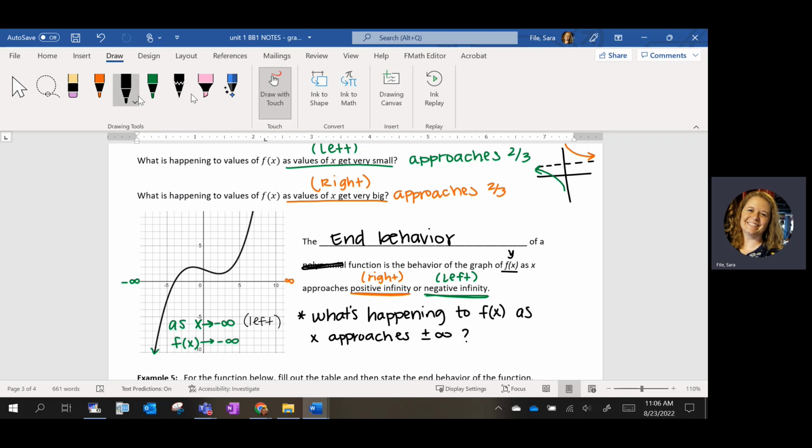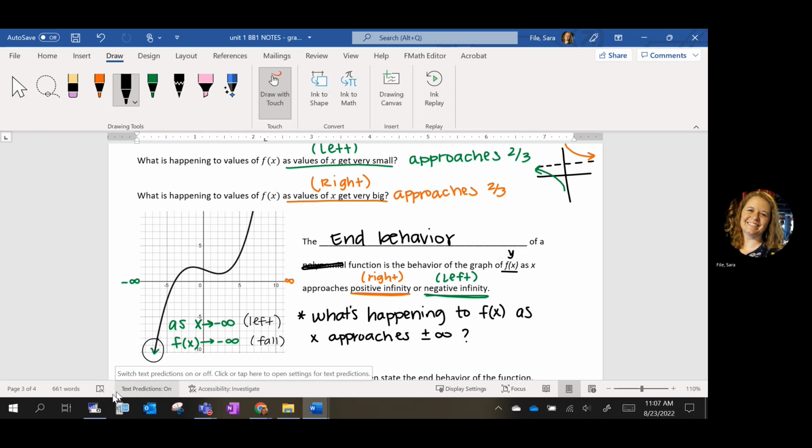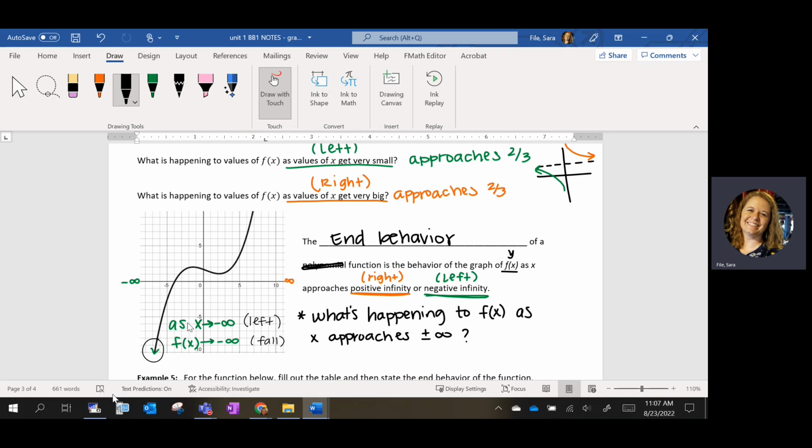Okay, so what that interprets to me is the y's are going down, so the graph is falling. So the left side is falling. That's the end behavior on the left end. Does that make sense? Okay, and in green here is the notation that you need to be able to read and write.